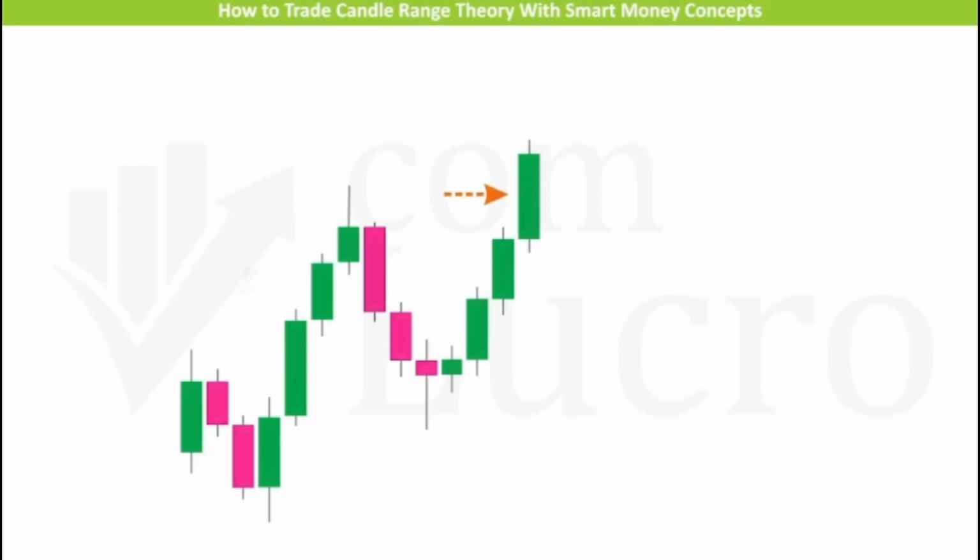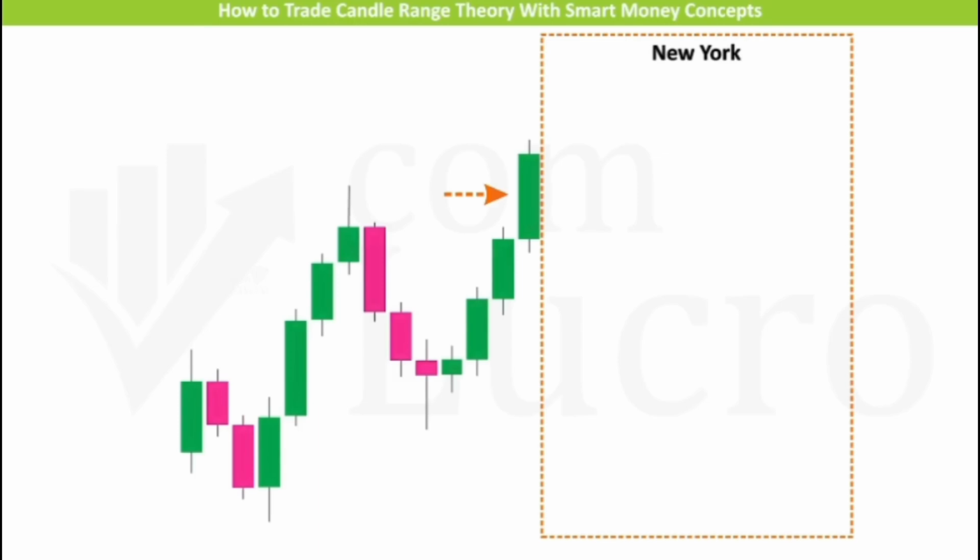Here's the process. 1. Identify the 1-hour candle immediately before the New York open. 2. Mark its high, CRH, and low, CRL. 3. Wait for price to sweep liquidity outside one side of the range. 4. Watch for price to return back inside the candle range. 5. Seek lower time frame confirmation before executing the trade. 6. Manage risk properly and target liquidity resting on the opposite side of the range.